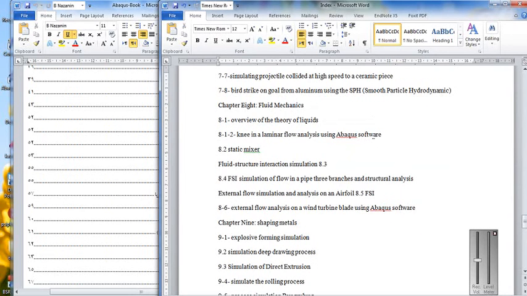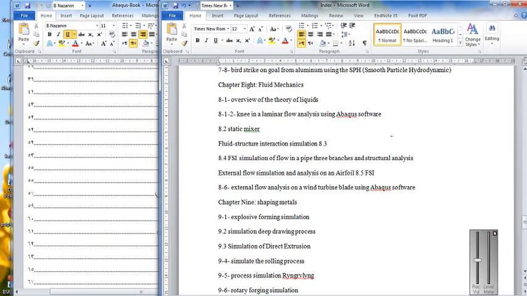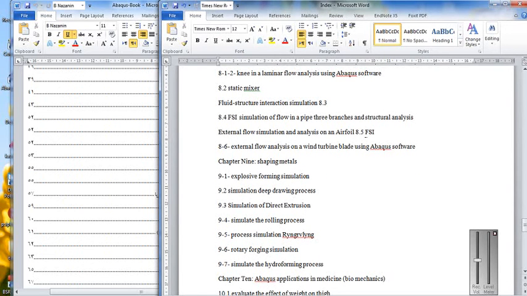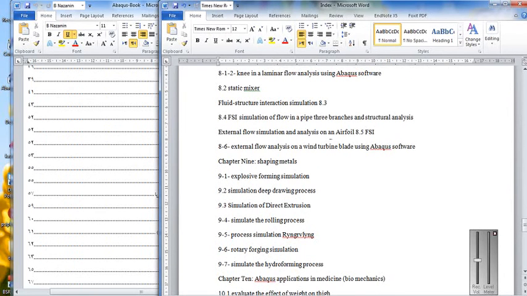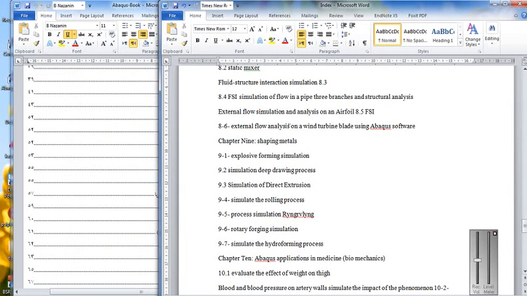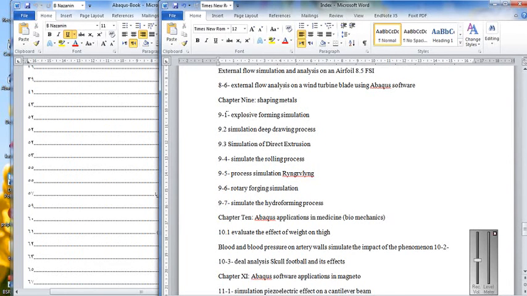Chapter 8, fluid mechanics. In this chapter, review of overview of theory of liquids, and laminar flow onto the knee, static mixture, and fluid structure simulation completely, simulation of a flow in a pipe, three branches, external flow simulation on airfoil, external flow analysis of a wind turbine blade, and together of FSI, flow structure.